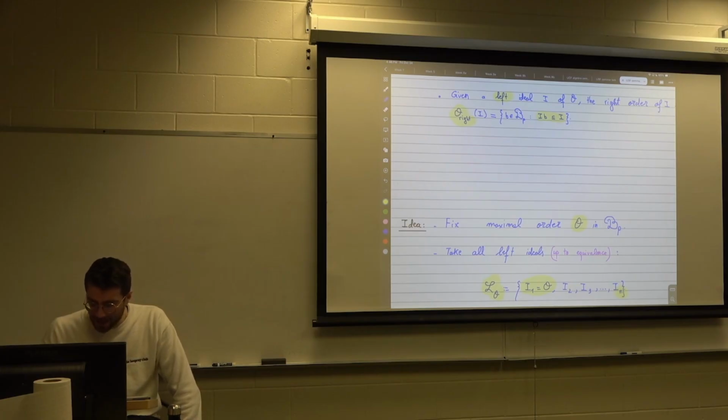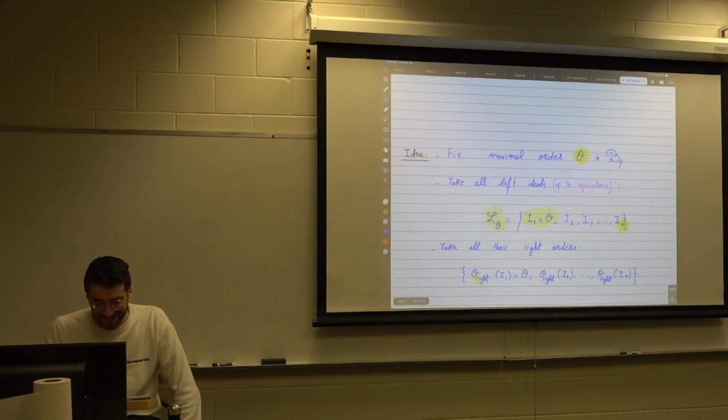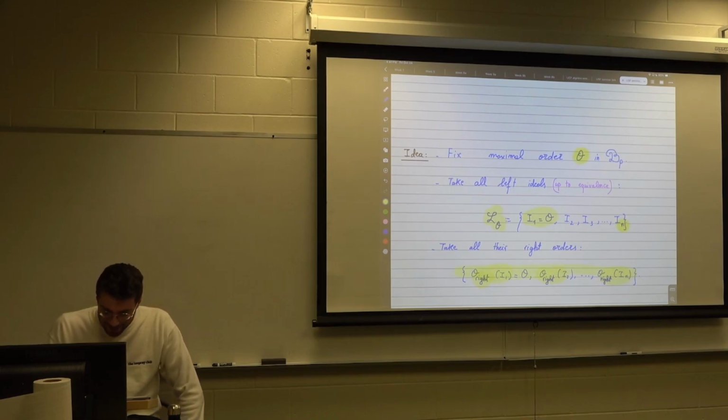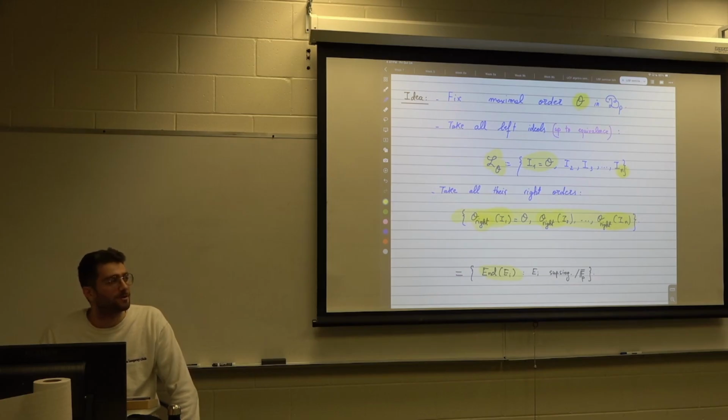N here is going to be equal to about p over 12, the number of supersingular elliptic curves. That's not a coincidence. Okay, so you take a maximal order, you take all the left ideals, then you take all the right orders of the left ideals. So you take O right of every one of them. This list that I have here is exactly equal to the endomorphism ring of every single elliptic curve. It gives you all of them.